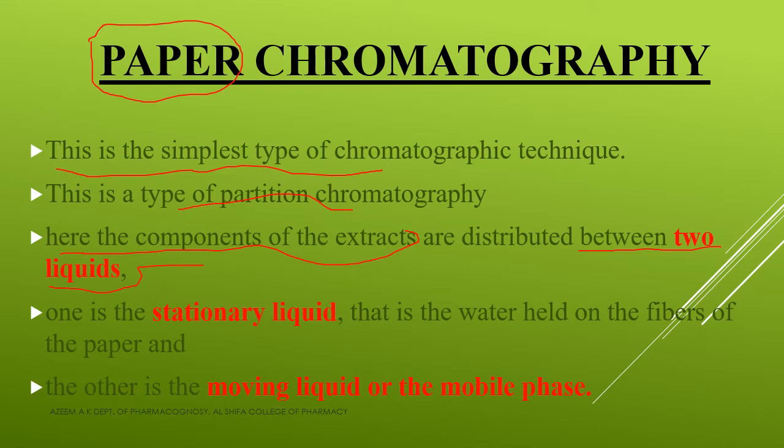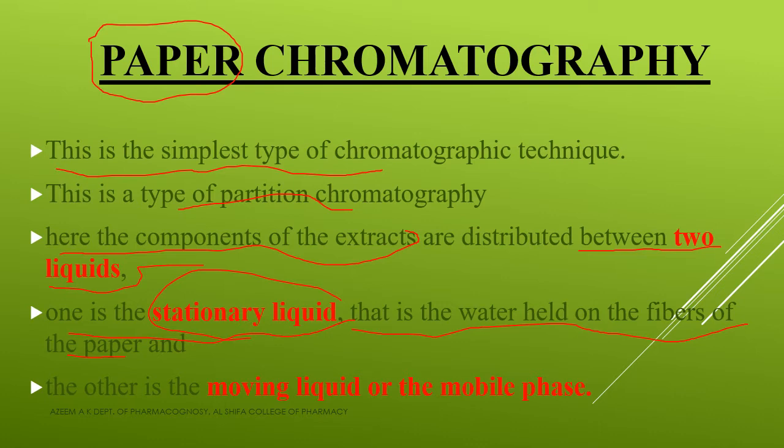Okay. So don't forget that. One of those liquids is stationary and the other is mobile. I will tell that now. So here the components of the extracts are distributed between two liquids, and the first one is a stationary liquid, or the stationary phase, and this is the water that is held on the fibers of the paper. Cellulose on the paper. The water inside it is what we call the stationary liquid, or the stationary phase. So I already told that.